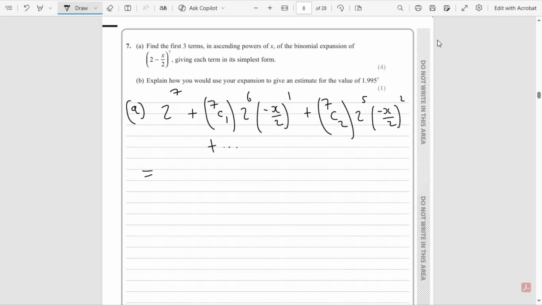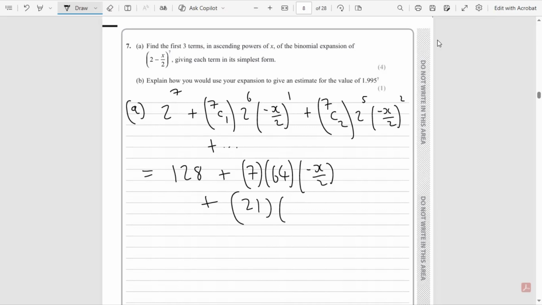Now, 2 to the power of 7, I will do that now on the calculator, and that is 128. Now we've got 7 choose 1. 7 choose 1 will be 7, multiplied by 2 to the power of 6, which is 64. And then we have a negative x over 2 there. With our third term, 7 choose 2, using the calculator, 7 choose 2 is 21, multiplied by 2 to the power 5, that would be 32. And then we have minus x over 2 all squared. That's going to be a positive x squared over 4, and then again plus the rest of the terms.